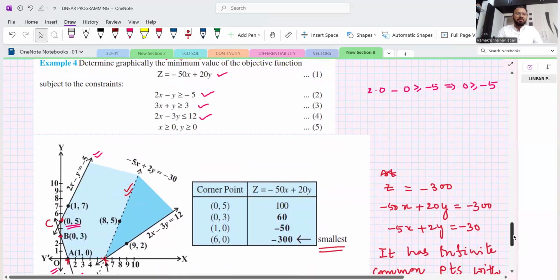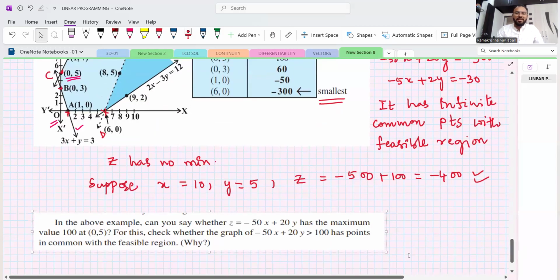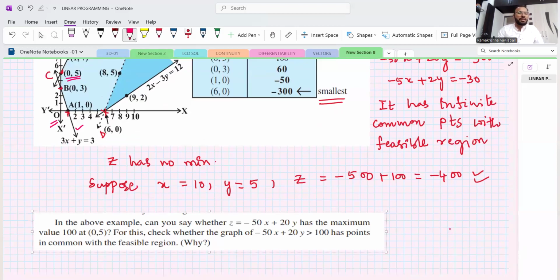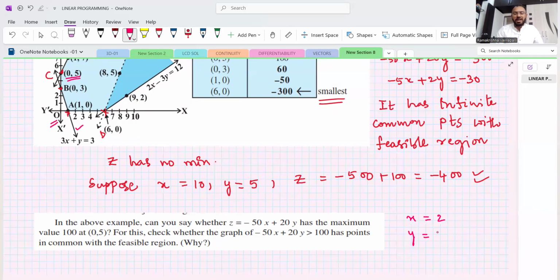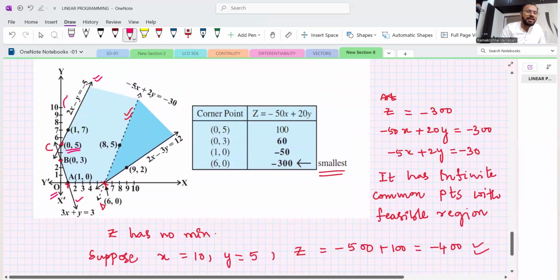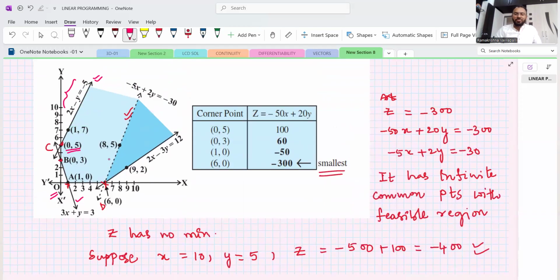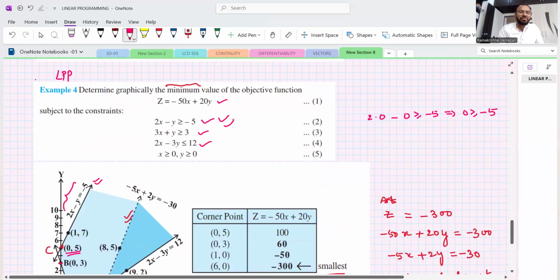So which means that y has to be more and x has to be less in that region. For example, you take that x equal to 2 and y is equal to 100. It is there in that feasible region because feasible region is infinite. I have to check whether that 2x minus y less than or equal to minus 5 or not. Let me check once.